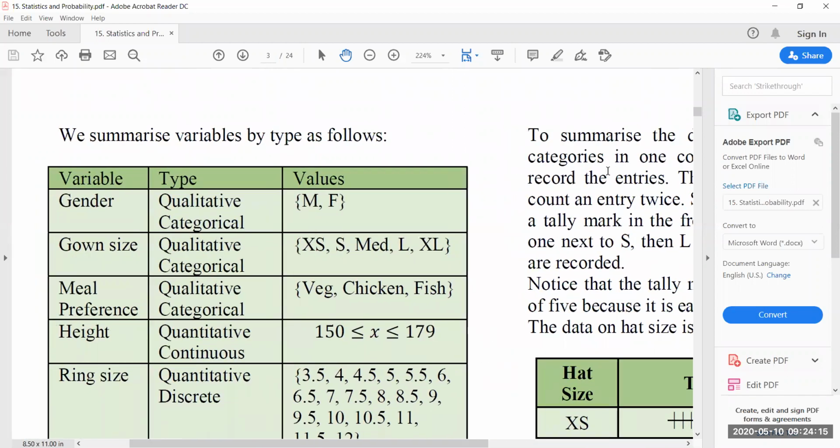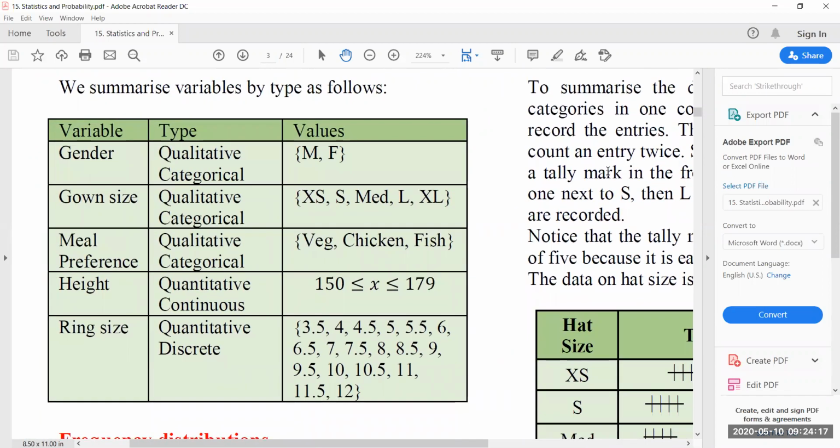So now we can summarize the variables. So gender, it's qualitative and categorical. So for the values, we can have male or female. We have gown size, it is also qualitative, and we can categorize it in terms of extra small, small, medium, large, extra large. Then we have meal preferences. This is qualitative, so we can also categorize it. So vegetarian, chicken, fish. Then we have height.